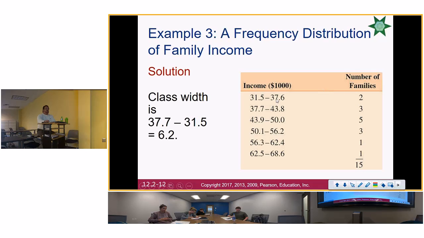Now, go ahead and find the class width. The class width is 37.7 minus 31.5, which is 6.2. Now, if I wanted to find the midpoint of each one, I'd find the midpoint of the first one, and then I'd add the 6.2 to each one. But they may not ask that.